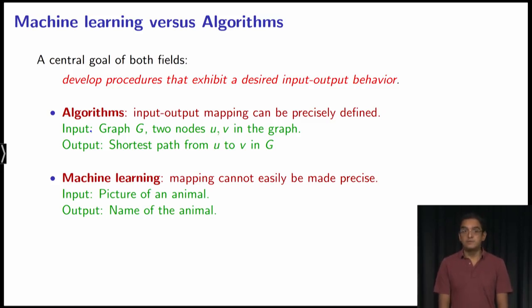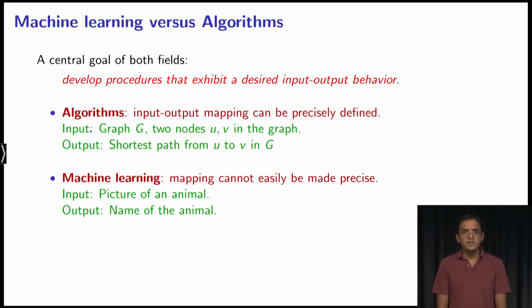In algorithms, for example, people have spent decades looking for good ways to find shortest paths in graphs. So the input is a graph along with two nodes in it, and the desired output is the shortest path between those two nodes. An algorithm is a precise set of steps that leads from the input to the desired output.